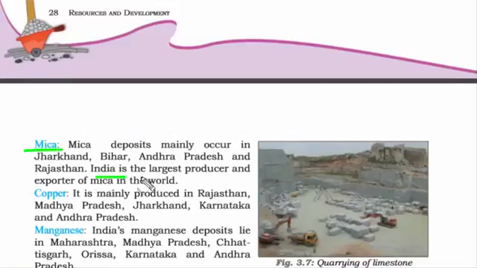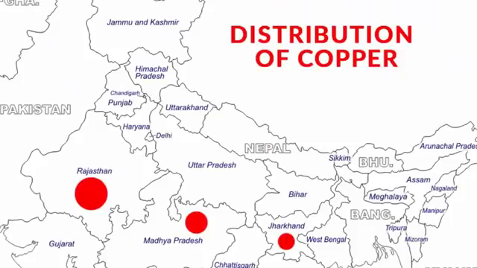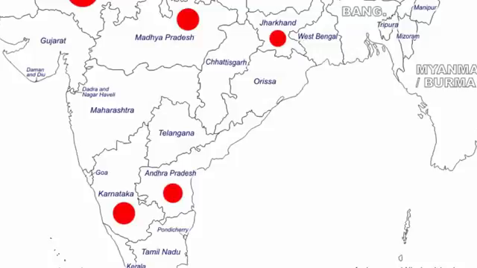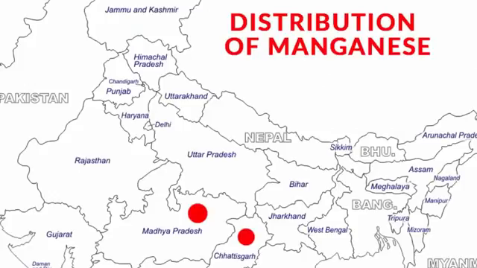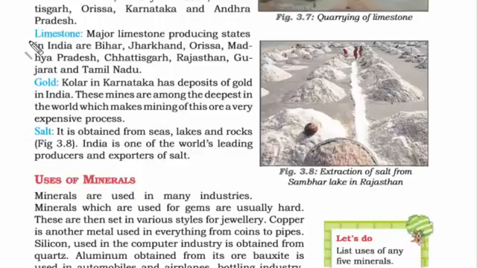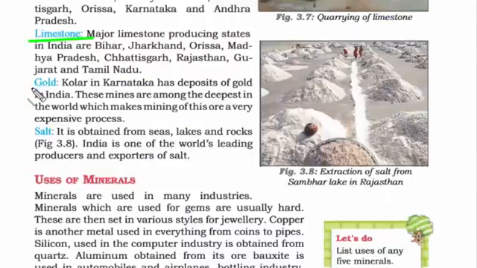Then we have mica. India is the largest producer and exporter of mica in the world. Again, look at the map and see the places. And copper is produced in Rajasthan, Madhya Pradesh, Jharkhand, Karnataka and Andhra Pradesh. Manganese is found in Maharashtra, Madhya Pradesh, Chhattisgarh, Orissa, Karnataka and Andhra Pradesh. Next we have limestone. Again, pause the video and look at the map. The next mineral is gold.